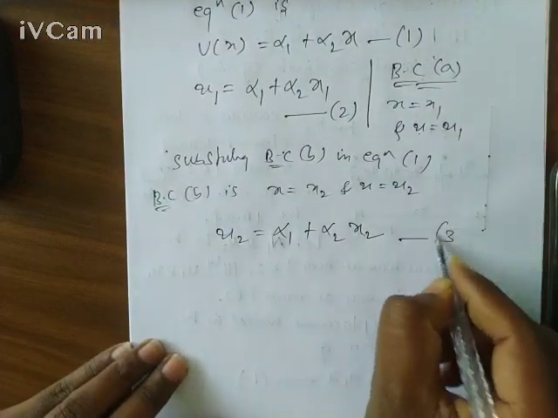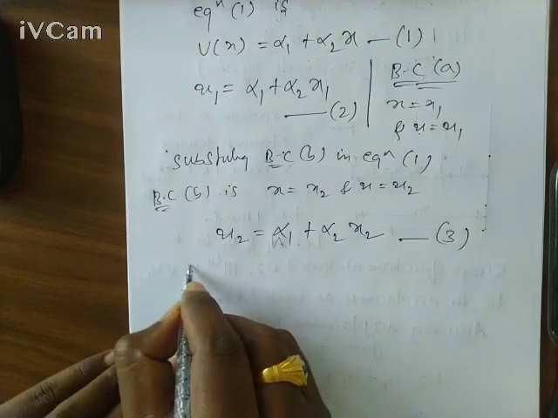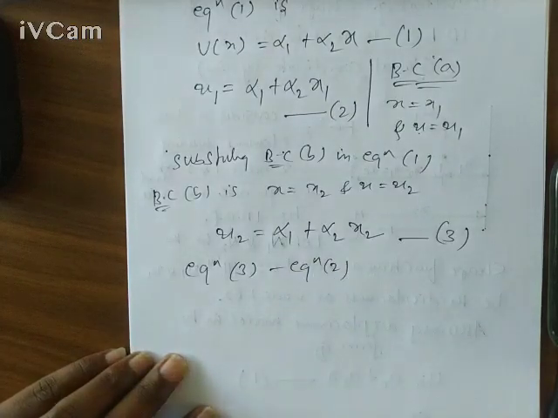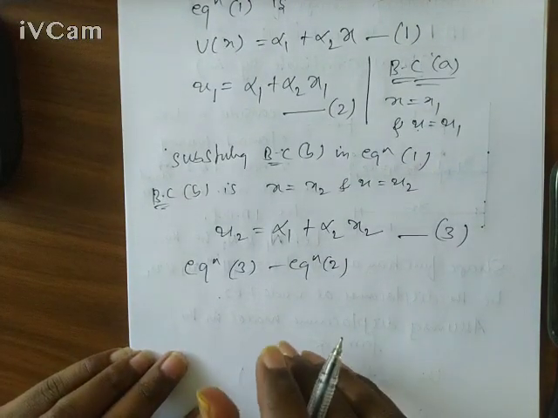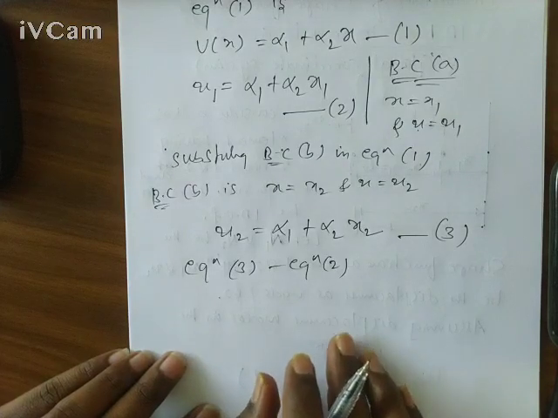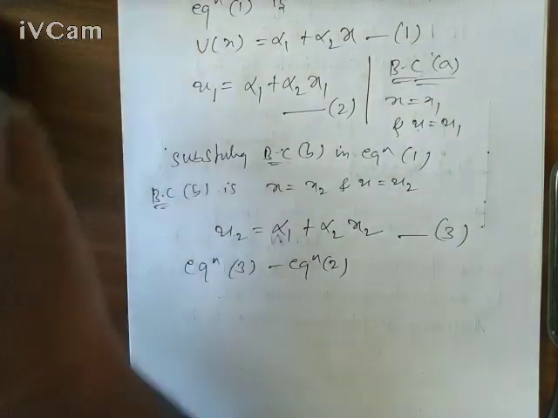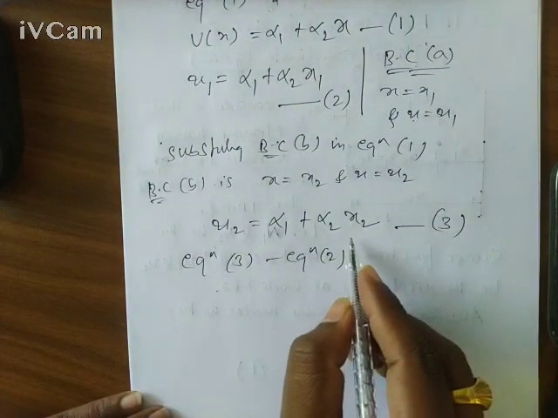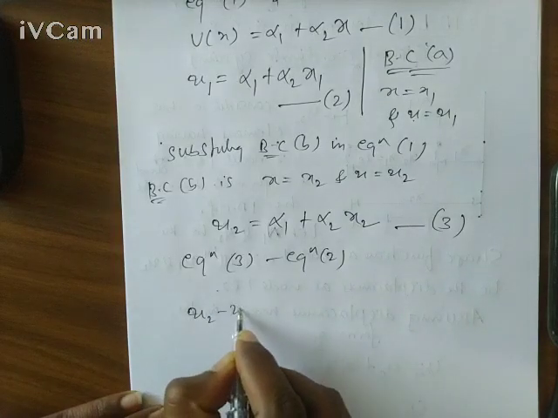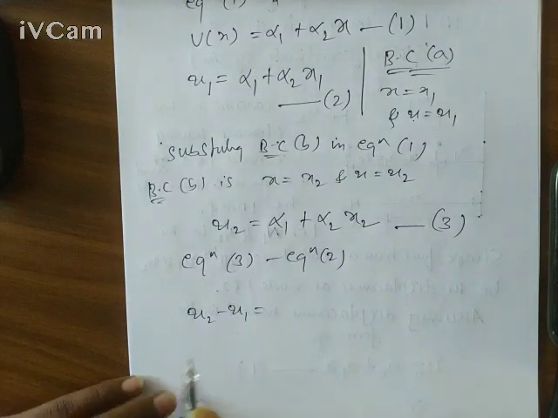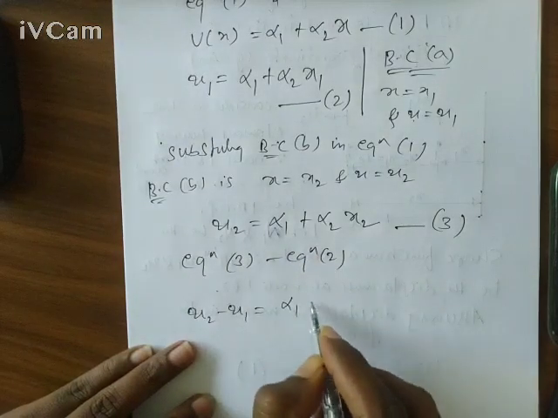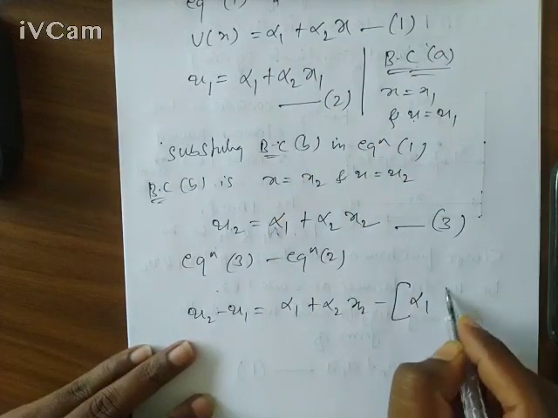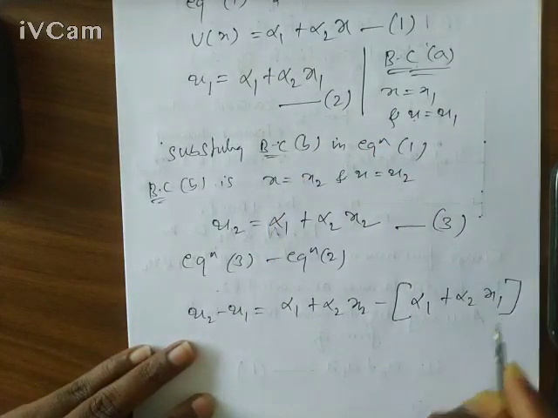Now I am going to call this equation 3. So now, equation 3 minus equation 2. Now I have to do the subtraction here. What is my equation 3? My equation 3 is this one. u2 minus u1 is equal to alpha 1 plus alpha 2 x2, minus of equation 2, which is here, alpha 1 plus alpha 2 x1.